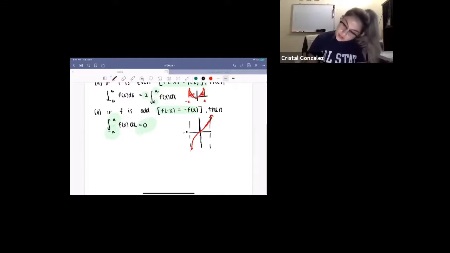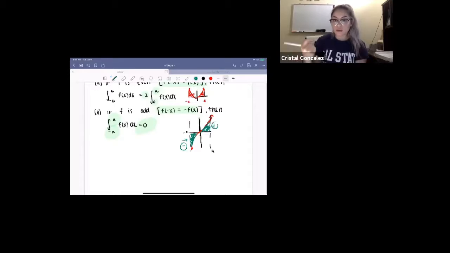Now that means that you're trying to calculate this area and this area. But this area is exactly the same as this area, except this area is negative and this one's positive. And if you add two of the same numbers together and one is negative and one is positive, then you're going to get 0. That's all that's saying. So if you have an odd function that you know for sure is odd and you're going from negative a to a, then the answer is just 0 because it's odd.